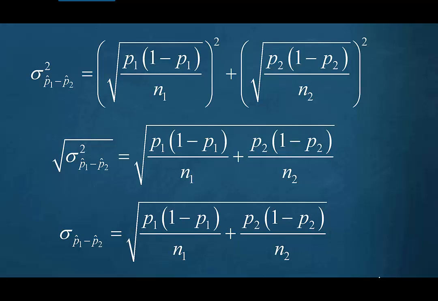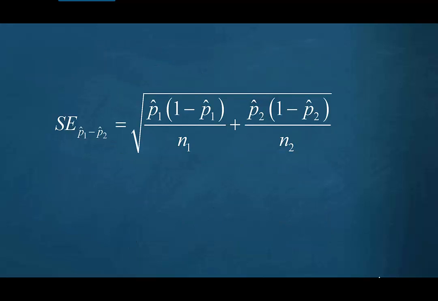Which gives us the standard deviation of the difference: the square root of p1 times 1 minus p1 over n1 plus p2 times 1 minus p2 over n2. Well, because we don't know the population parameters p1 and p2, as before, we're going to use our sample statistics, p hat 1 and p hat 2, we'll call them. And this gives us the standard error as follows.